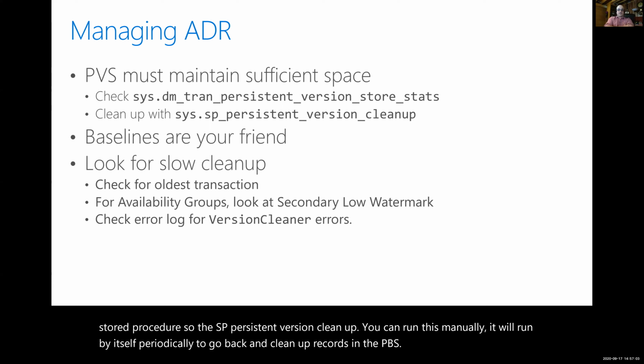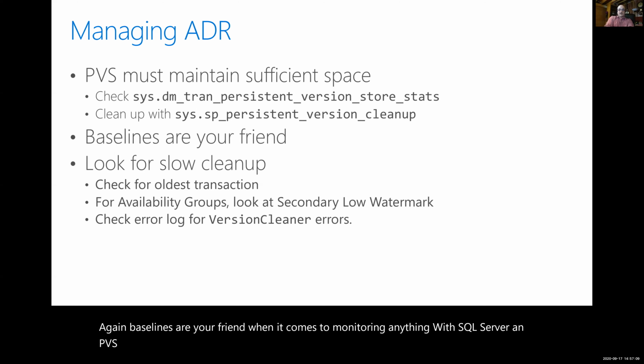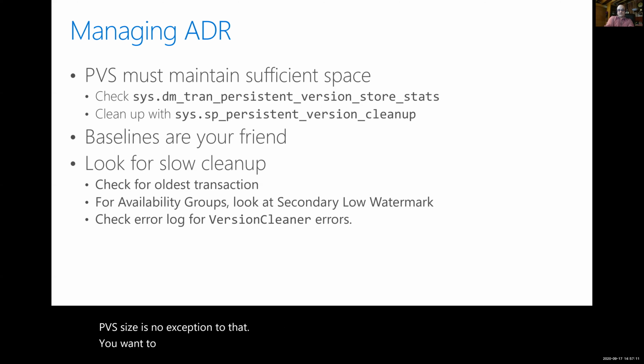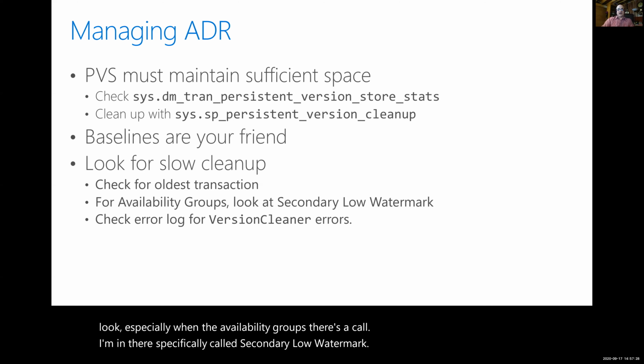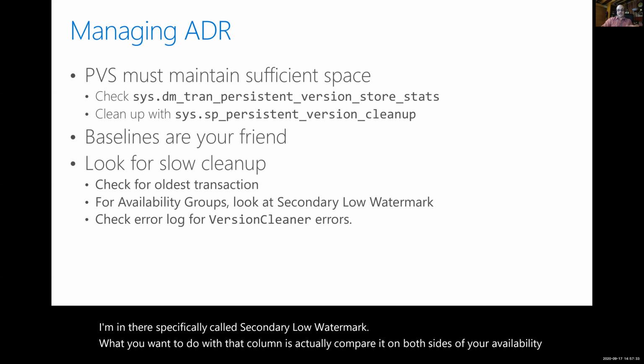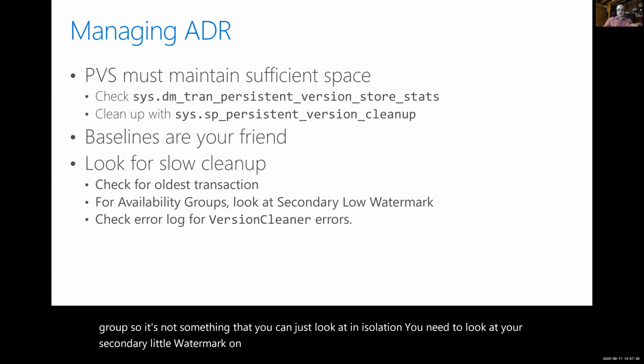Again, baselines are your friend when it comes to monitoring anything with SQL Server, and PVS size is no exception to that. When you're looking at that DMV, that persistent version store stats, it'll show you what's the oldest transaction that it has in there. You want to look, especially within availability groups, there's a column in there specifically called secondary low watermark. What you want to do with that column is actually compare it on both sides of your availability group. So it's not something that you can just look at in isolation. You need to look at your secondary low watermark on your primary and on your secondaries as well, and see how far out of sync those are.